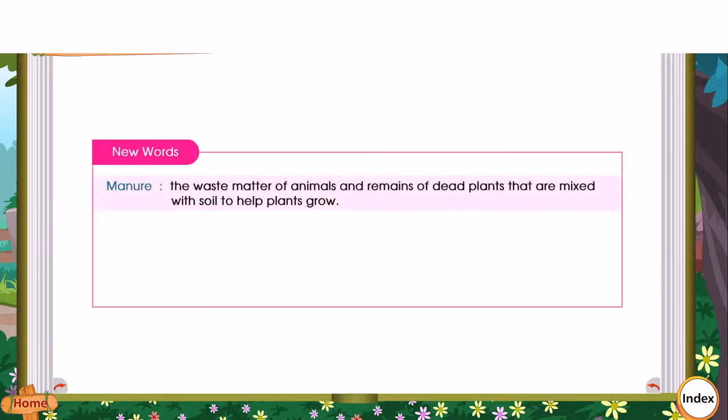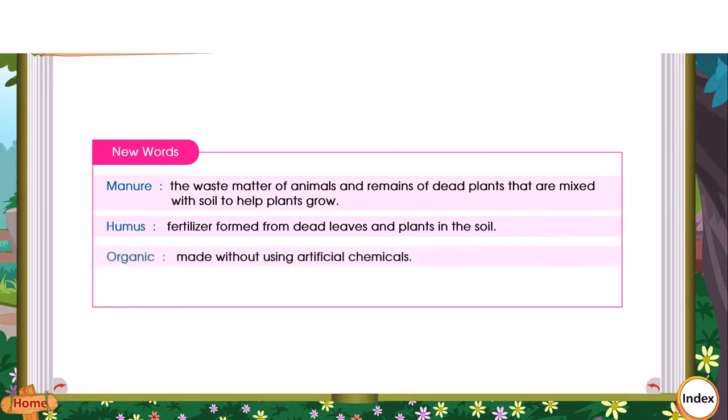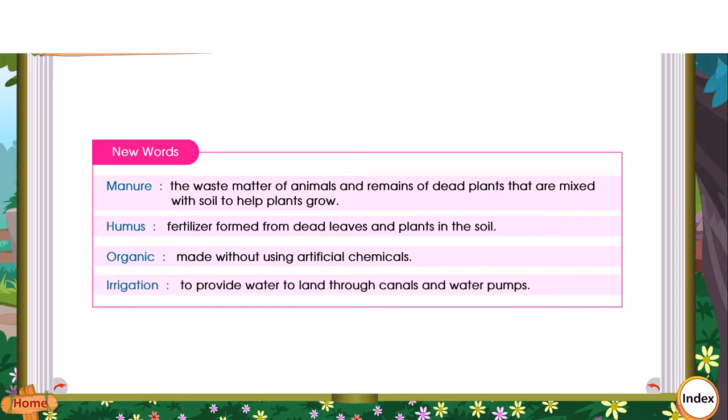New words. Manure: the waste matter of animals and remains of dead plants that are mixed with soil to help plants grow. Humus: fertilizer formed from dead leaves and plants in the soil. Organic: made without using artificial chemicals. Irrigation: to provide water to land through canals and water pumps.